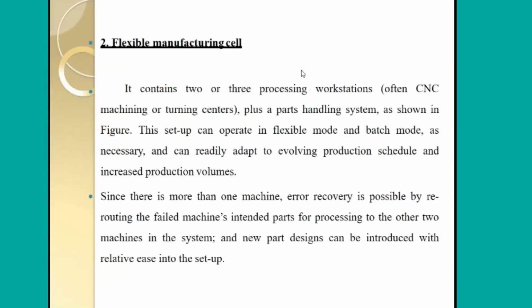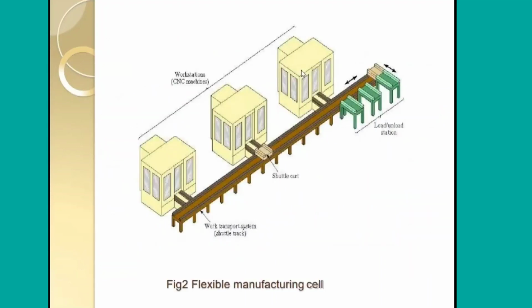And the next one is the flexible manufacturing cell. This flexible manufacturing cell consists of 2 or 3 processing workstations, usually CNC machine centers or turning centers. Loading and unloading stations are also there, and a part handling system is also available. The part handling system used in an FMC has limited part storage capacity. Here, only 3 machines are available in this picture.